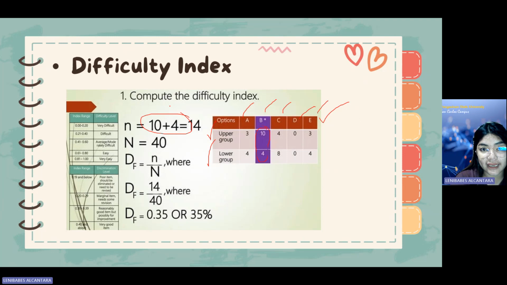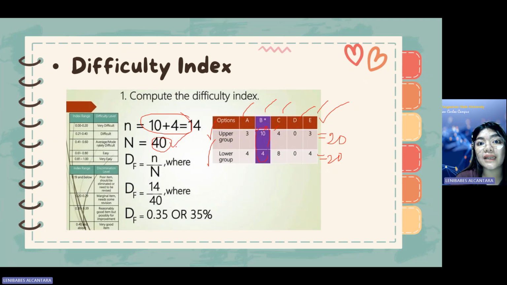Kaya pinag-add natin. 'Di ba? Formula natin yan. N is equals to 40. Ma'am, bakit po 40? Ibig sabihin, 40 lahat ang nag-take ng test. Okay? Nag-take ng test. So, let's try to compute. For instance, 3 plus 10, 13, plus 4, 17 plus 3, that's 20. 4 plus 4, 16 plus 8, 16, plus 4 is equals to 20. Ayan o. Ibig sabihin, itong 40 na yan yung total number of students na nag-take ng test.